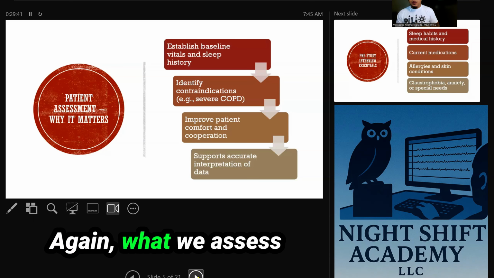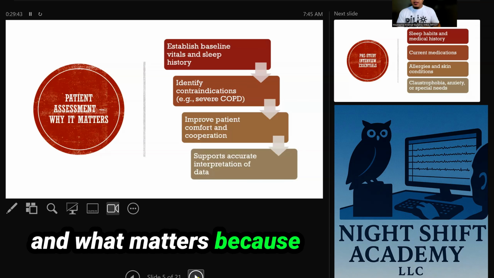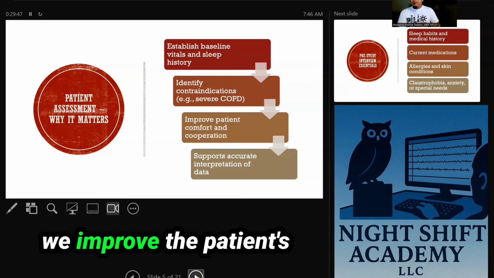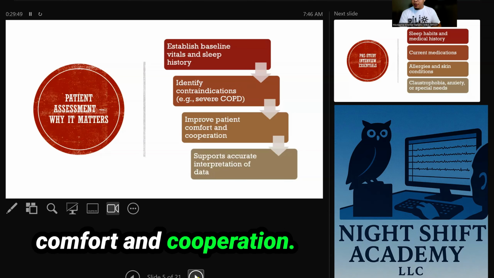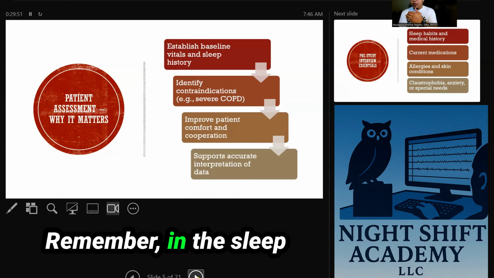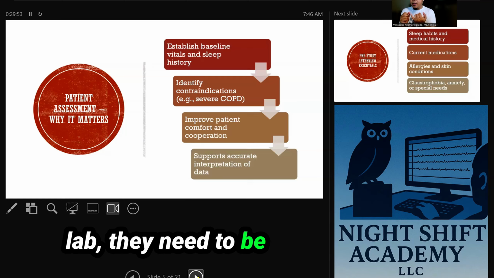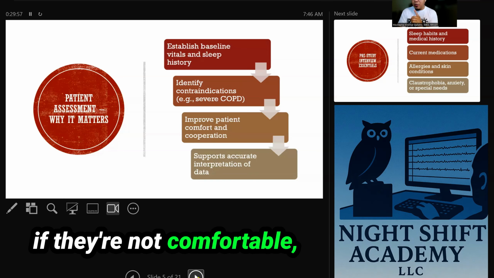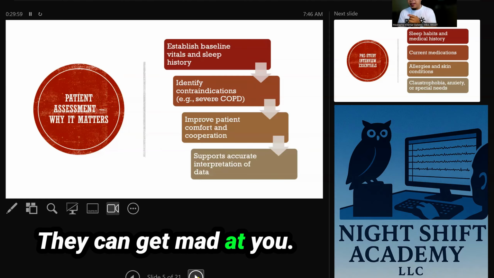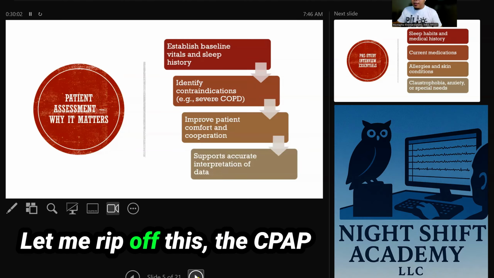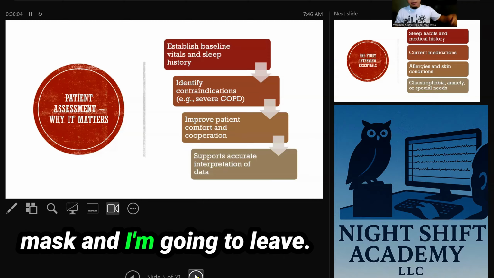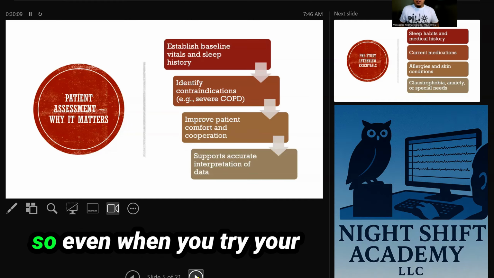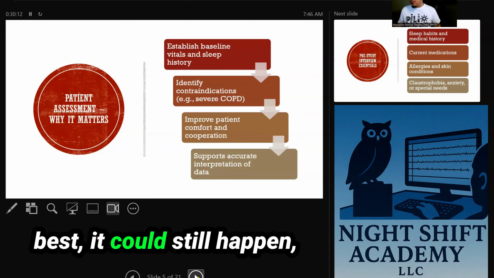Again, what we assess and why it matters, because when we assess the patients appropriately, we improve the patient's comfort and cooperation. Remember, in the sleep lab, they need to be diagnosed and treated, but if they're not comfortable, they can walk out. They can get mad at you. They say, forget this. They rip off the CPAP mask and I'm going to leave. It happens, and it happened to me. And so even when you try your best, it could still happen.